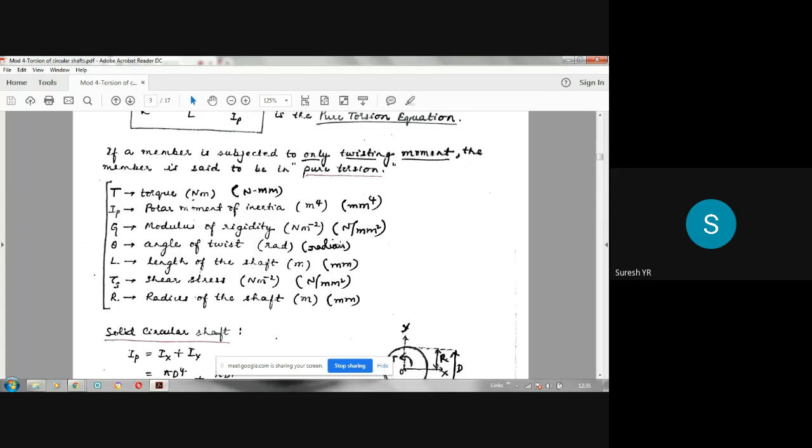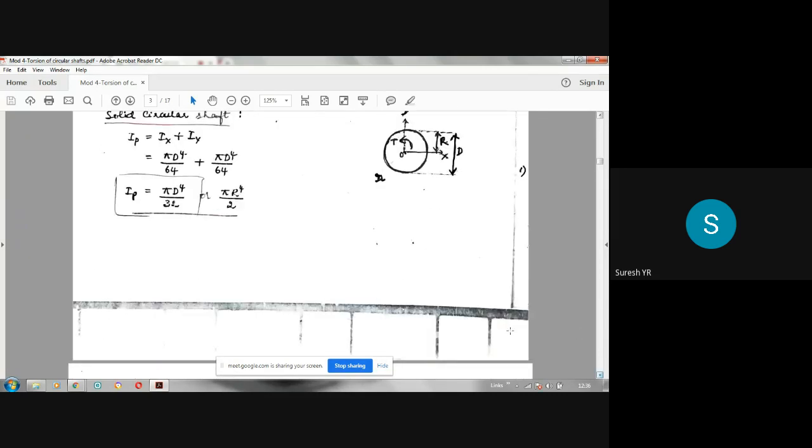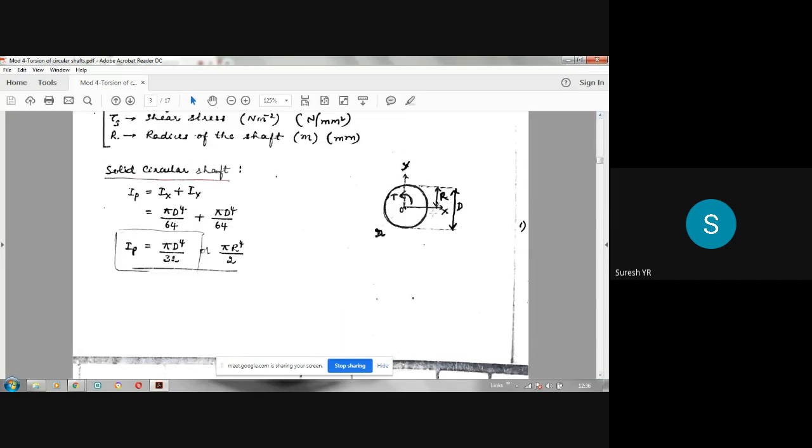Please remember that. Now let us see how the value of the polar moment of inertia is obtained for circular and hollow circular sections. All this we have learned in engineering mechanics, in the moment of inertia chapter. Anyway, I will repeat. So here, a solid circular shaft means there is no hole. It is not hollow. It's a solid circular shaft.